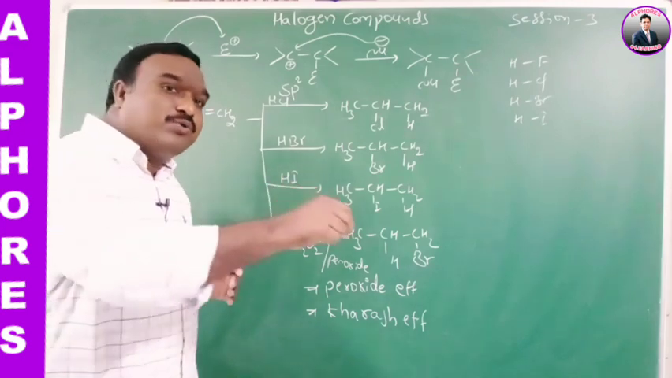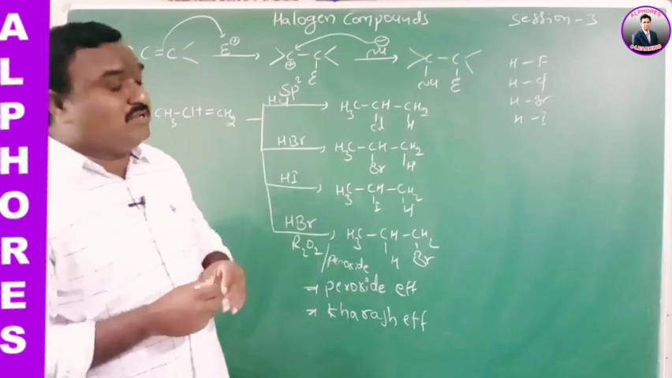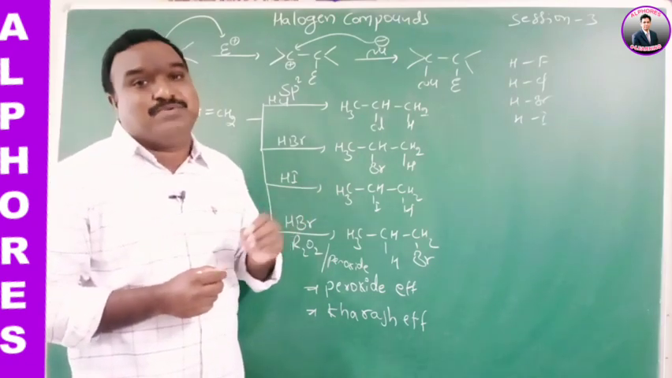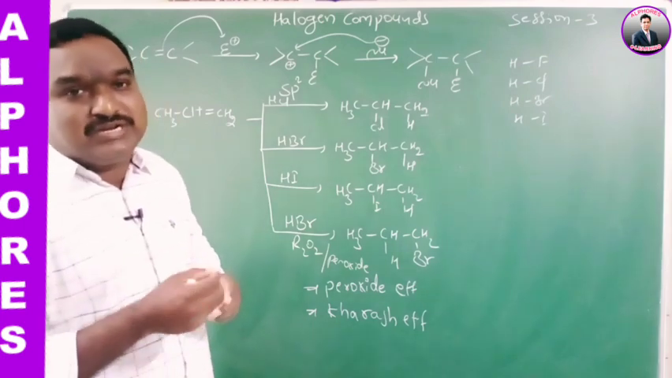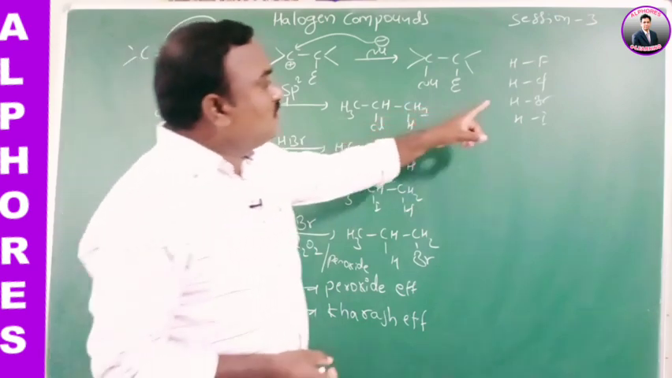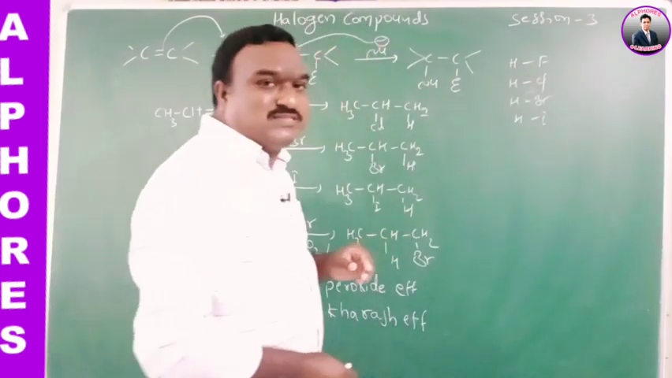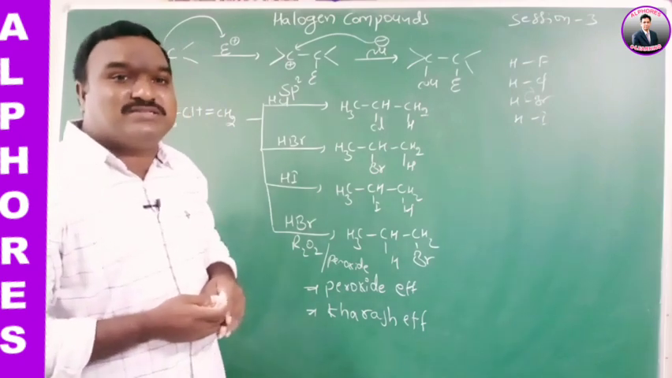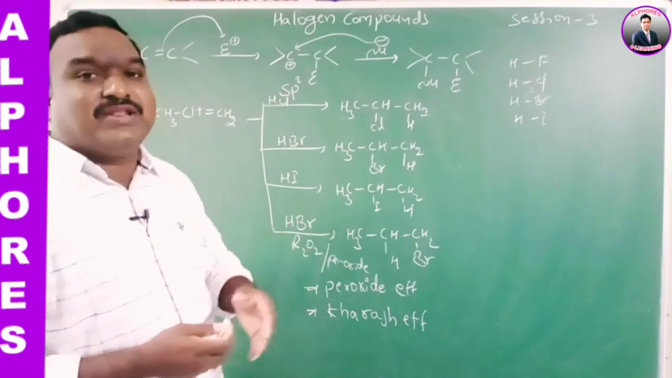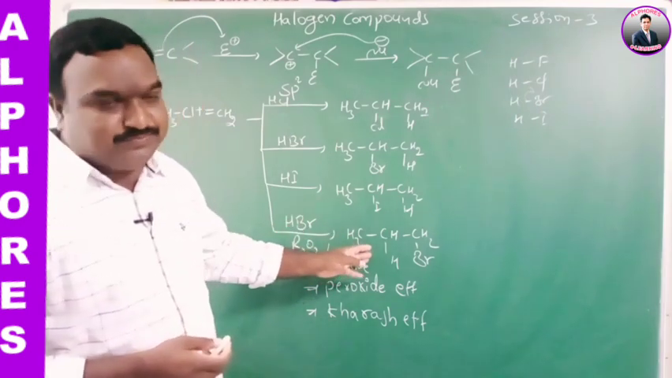They form the Markovnikov product. Wherever HBr is given, the electronegativity difference between H and Br is somewhat less. Due to that reason, in the presence of peroxide, the bond undergoes homolytic cleavage and forms free radicals. So the reaction proceeds via a free radical mechanism and forms the anti-Markovnikov product.